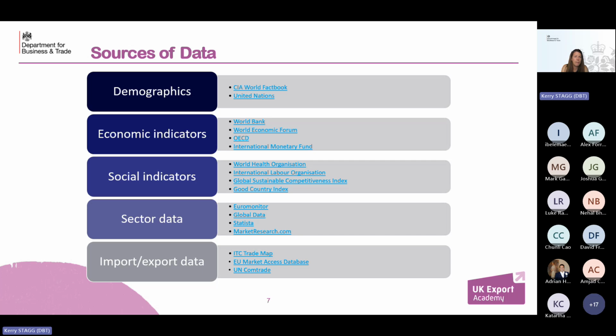We've got some links there for demographics, so the CIA World Factbook and the United Nations are good sources. For economic indicators, my current favourite is the World Bank. I've also got the World Economic Forum, OECD, the IMF. They all have loads of good metrics. We've got social indicators from places like the World Health Organization, International Labour Organization. One that I use quite a lot recently is the Global Sustainable Competitive Index.